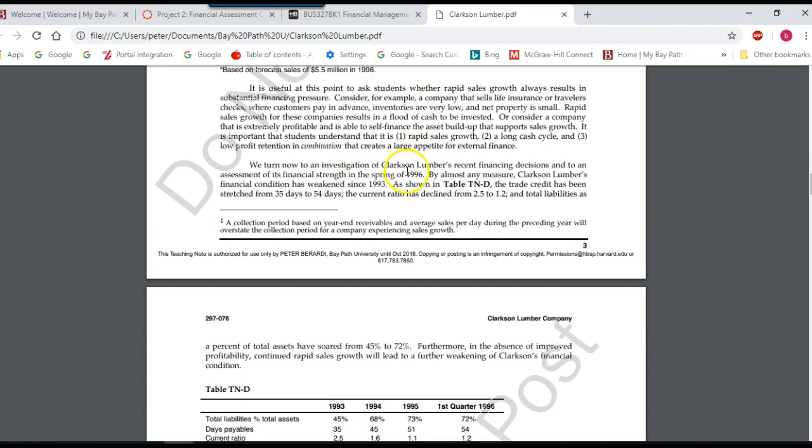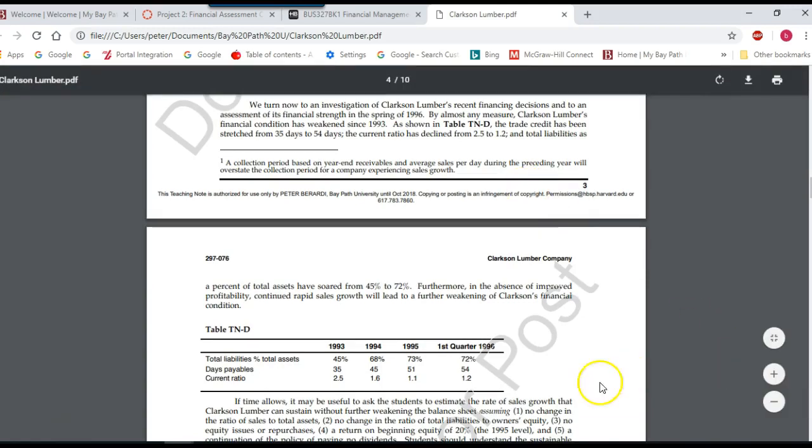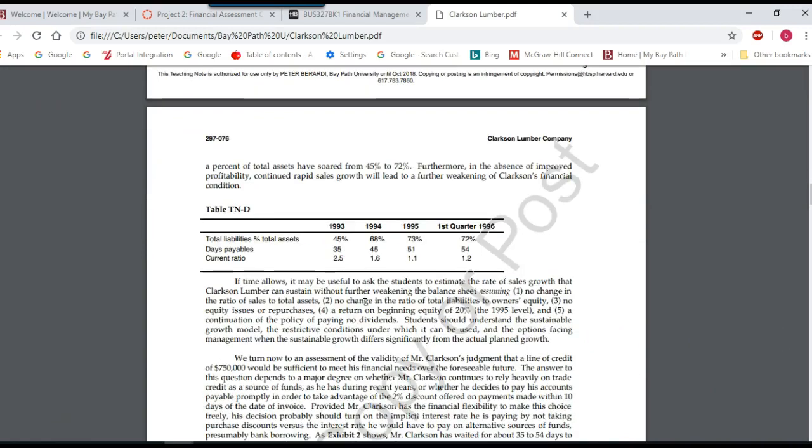Turning to the investigation of Clarkson's recent financing decisions and to an assessment of financial strength. Clarkson's financial condition has weakened. Trade credit has been stretched from 35 to 54 days. Total liabilities as a percent of total assets have soared from 45% to 72%.